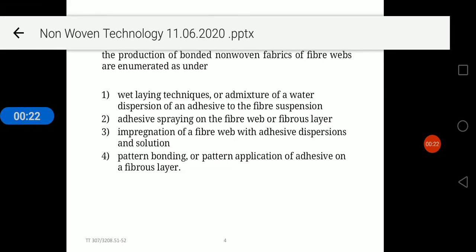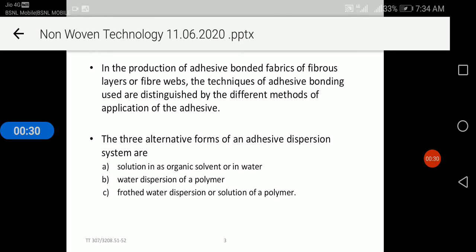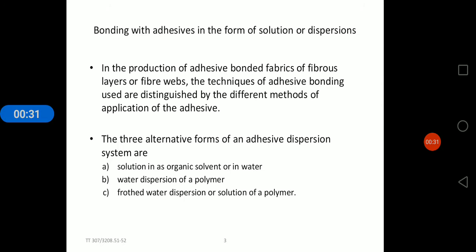First of all, bonding with adhesives in the form of solutions or dispersions. In the production of adhesive bonding fabrics or fibrous layers or fiber webs, the techniques of adhesive bonding used are distinguished by different methods of application of the adhesive.